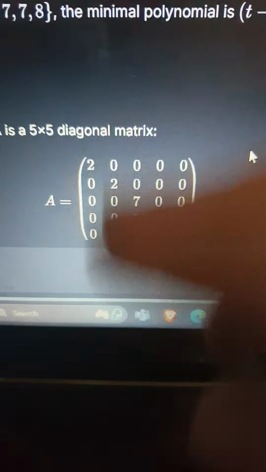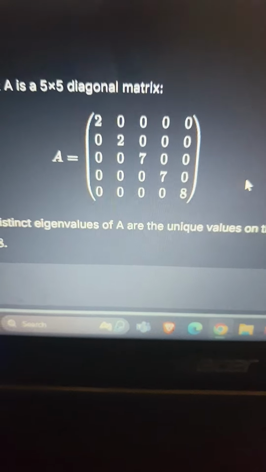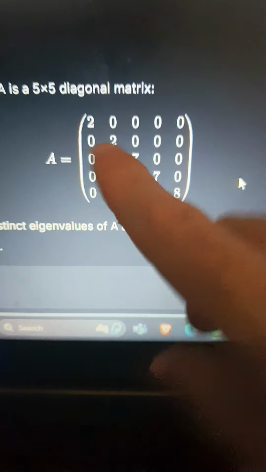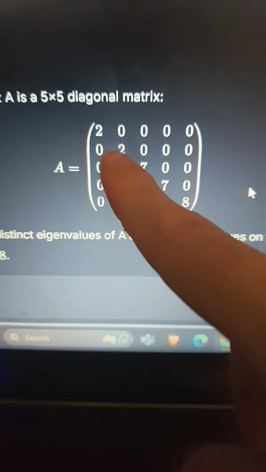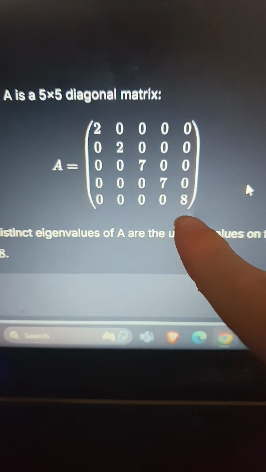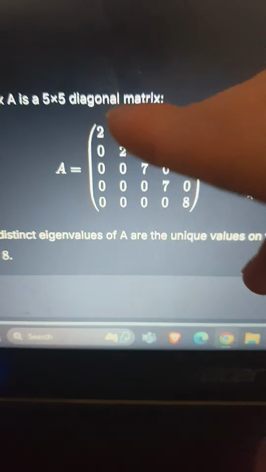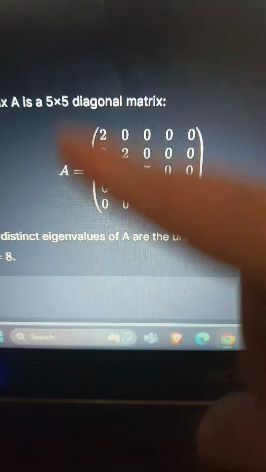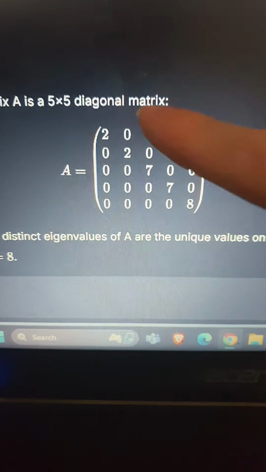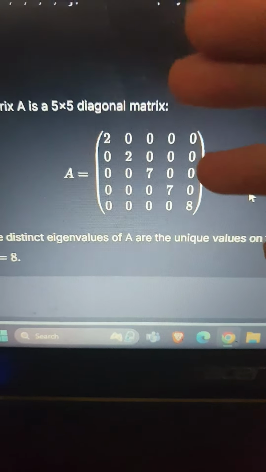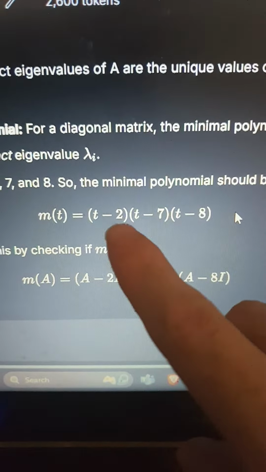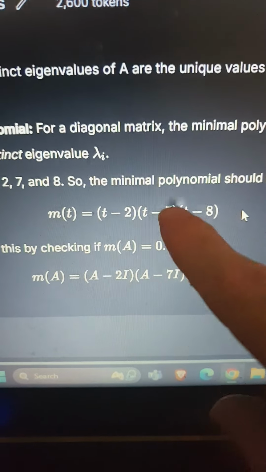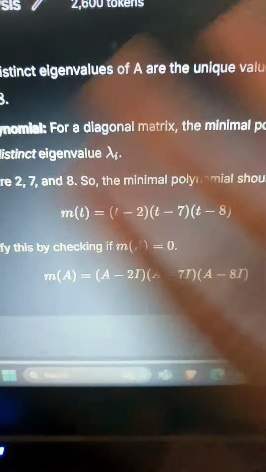This is a diagonal matrix, so it's diagonalizable. The eigenvalues of a diagonal matrix are on the diagonal, so they are 2, 7, and 8. So the minimal polynomial must contain t minus 2, t minus 7, and t minus 8. Now, it cannot be repeated. The minimal polynomial must be t minus 2, t minus 7, and t minus 8 without any power on any term. This is not the characteristic polynomial.